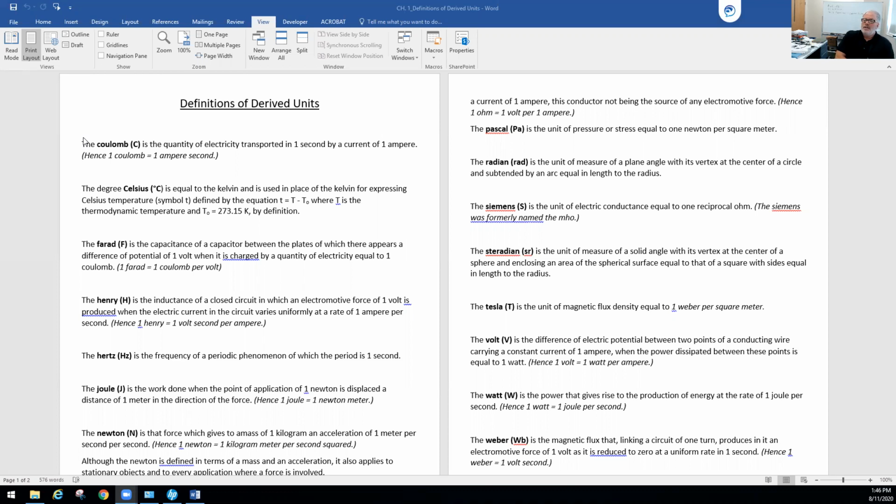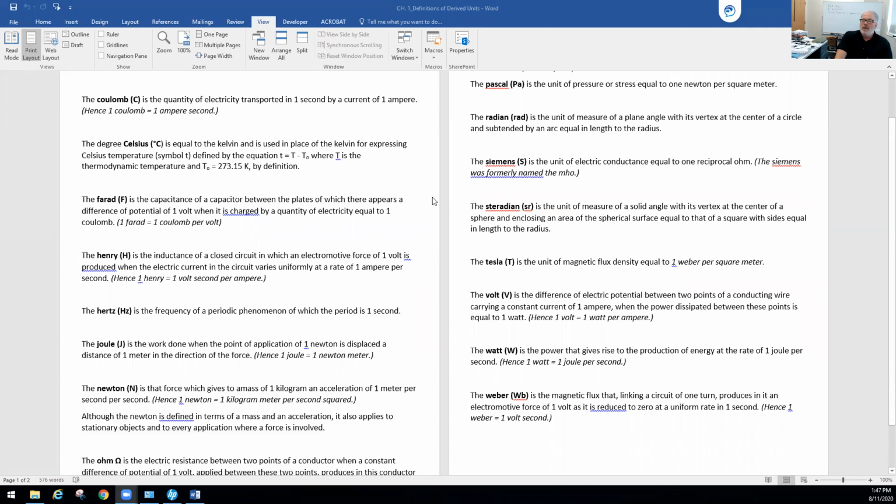The farad is the capacitance of a capacitor between the plates of which there appears a difference of potential of 1 volt when it is charged by a quantity of electricity equal to 1 coulomb. So here, a derived unit ends up being a combination of derived units. A coulomb is a derived unit. The volt is a derived unit. So together, they are defining another derived unit. I won't read through all of these, but you should be familiar with these.